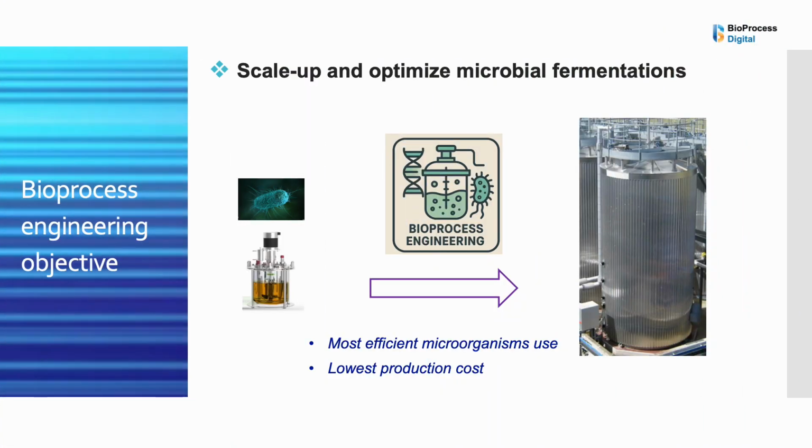The design and scale-up of microbial fermentation processes for the production of bio-based products across a wide range of industrial applications form the foundation of bioprocess engineering. The primary objective is to maximize the efficiency of microbial cells utilization within fermenters, with a particular focus on minimizing production costs while maintaining product quality and process robustness.